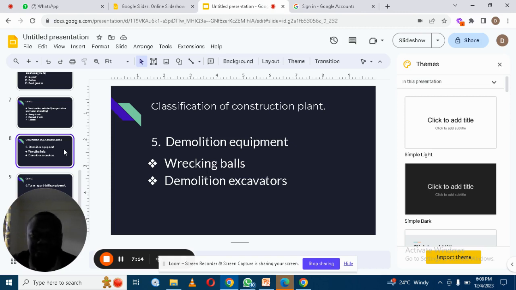Demolition equipment, as the name suggests, are those equipments that are used to bring down a building. To make changes in a building, you have to demolish so that you may make the changes. So once demolition work is to be done, majorly we have 2 types of equipment that can be used. We can have wrecking balls, or we can have demolition excavators.